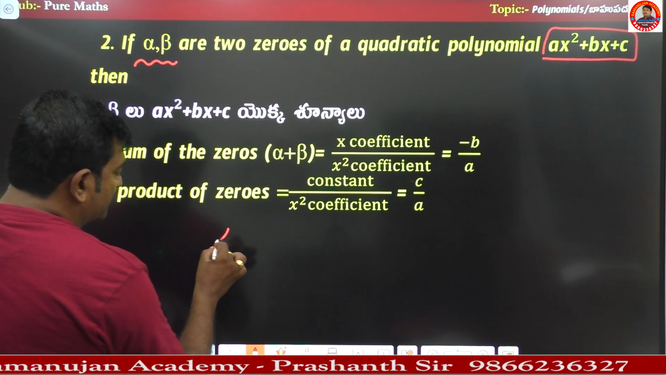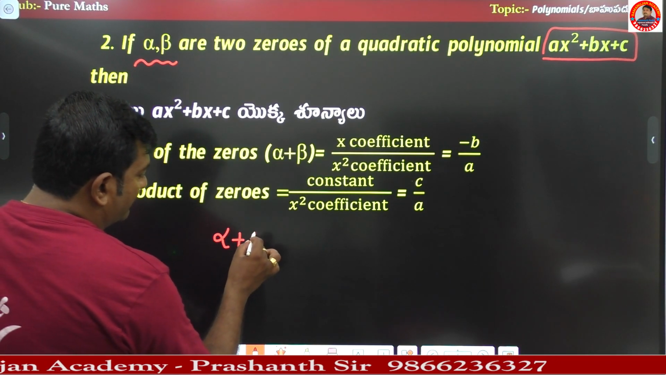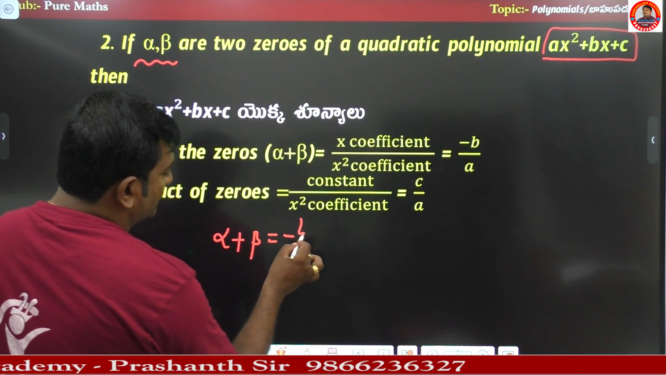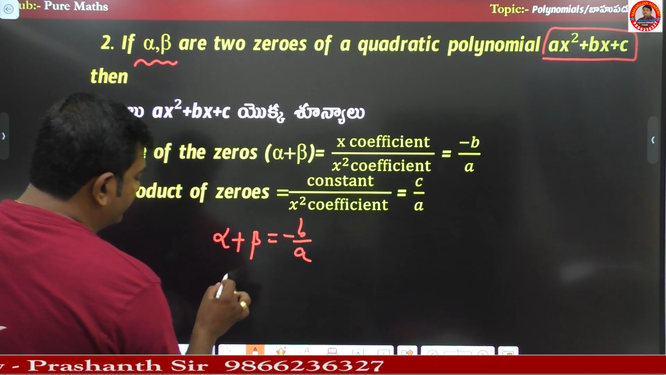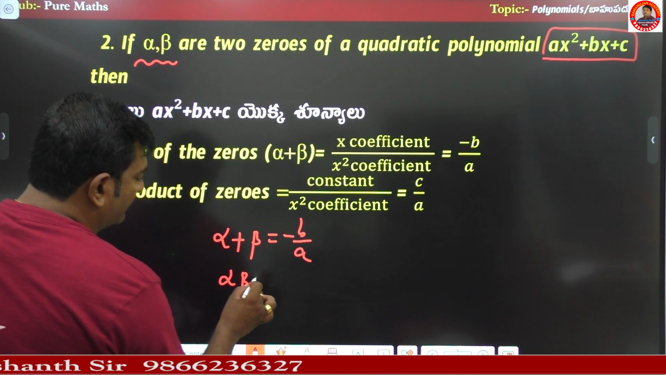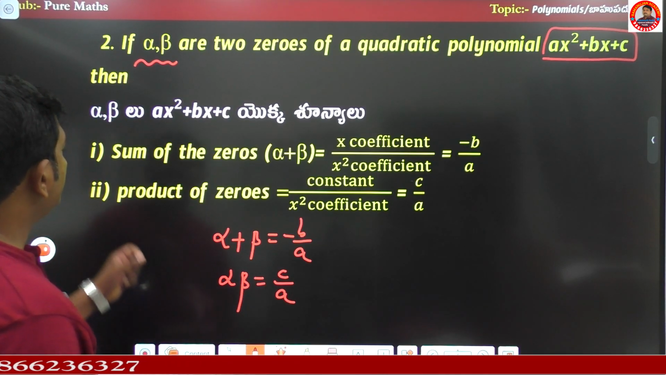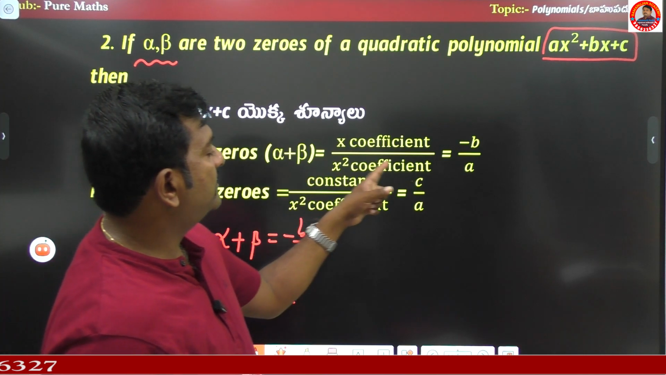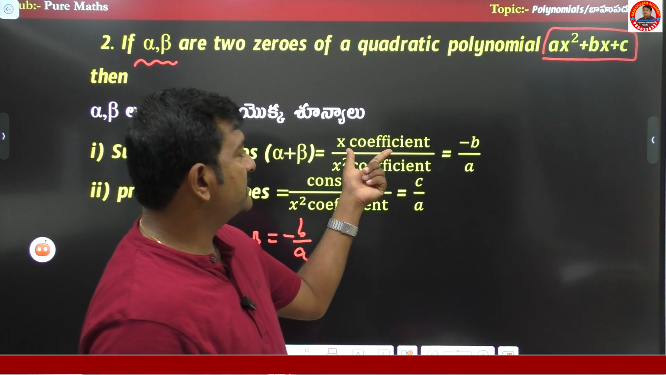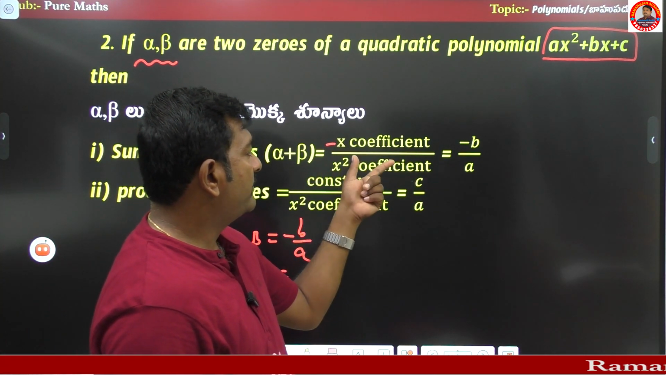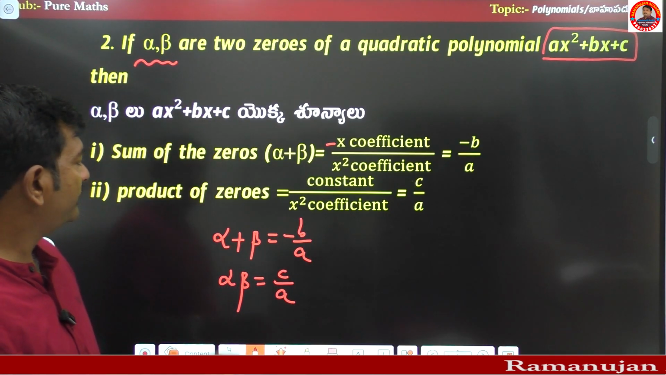Now sum of the roots you can take like this. Sum of the roots, so alpha plus beta is equal to minus b by a, and the product of the roots, so alpha into beta is equal to c by a. Okay, sum of the roots are minus b by a. Minus b by a means minus x coefficient by x square coefficient.